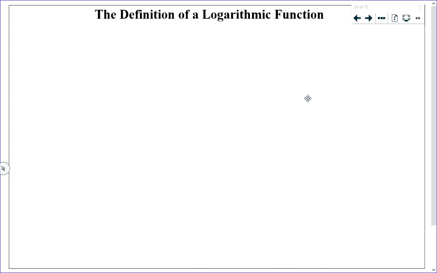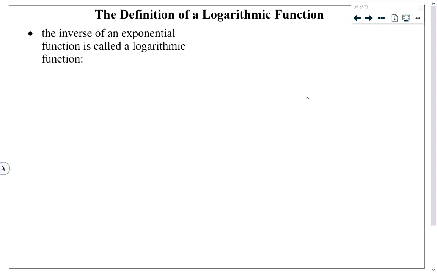Now we're into logarithms, and we're going to talk here about the origin of a logarithmic function. The inverse of an exponential function is called a logarithmic function. So I'm going to use a specific example a little bit later maybe, but for the time being, I'm going to use the most general form of an exponential function. And I've switched to b here for the base instead of c. Again, it shouldn't matter. They're just letters.